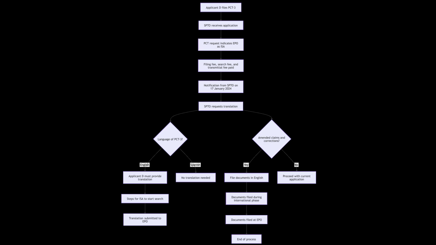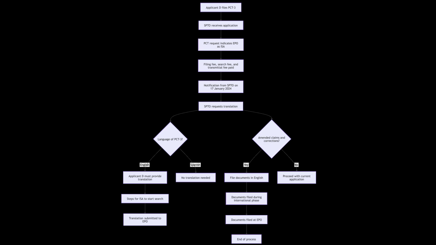Reflection moment. What happens if applicant D misses this translation deadline? Exactly. Late filing of the translation is still possible, provided the required surcharge fee is paid within the applicable time limits.